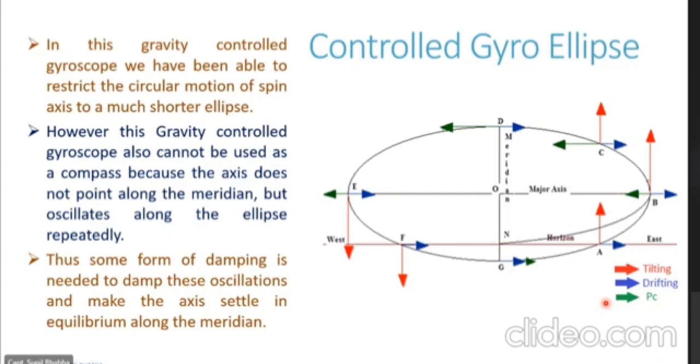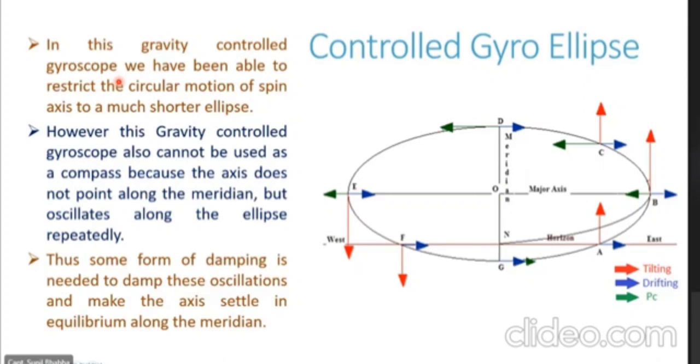So this is now called a gravity controlled gyroscope. In short, it is also called a controlled gyro. So in this gravity controlled gyroscope, now we have been able to restrict the circular motion of the spin axis to a much shorter ellipse.